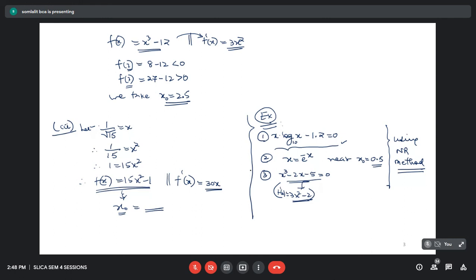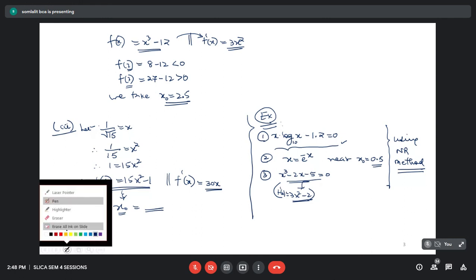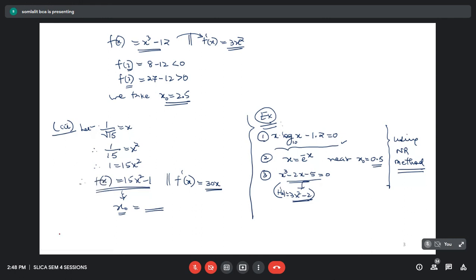What's the derivative of the second one? Help me to get the derivative. First write f(x). What is f(x)? You can write x minus e raised to minus x. This is an exponential function. So what will f dash x be here? Can anyone tell me? 1 plus e raised to minus x. Yes.